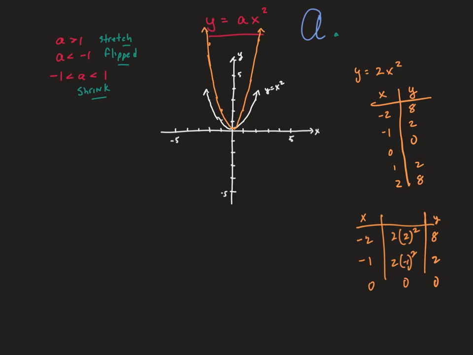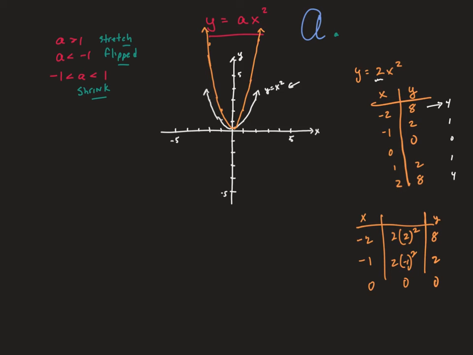So there we go. And what we've done is we have stretched vertically. As you can see, it gets closer to the y-axis. And if you notice, my parent function values were 4, 1, 0, 1, 4. So as you can see, we multiplied all my y values by 2 to end up getting that stretch effect.